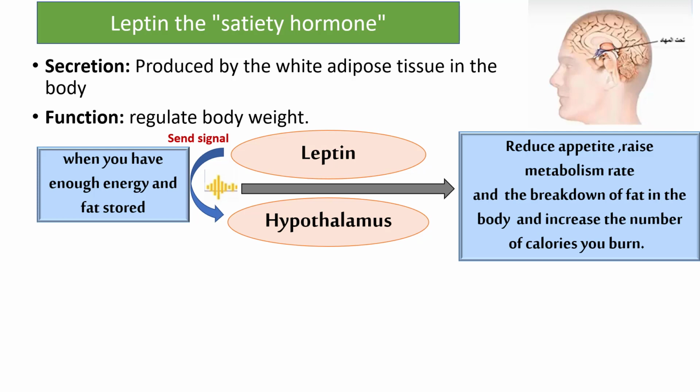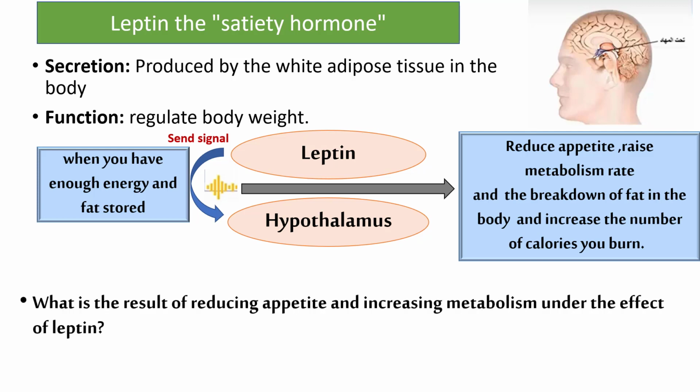So in other words, the more fat mass in your body, the more leptin will be produced. Increased leptin levels in the body signals the brain that the body has enough energy storage and that it has to stop eating and burn more energy. So this will inhibit food intake and increase energy expenditure.